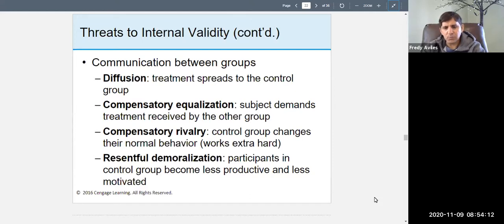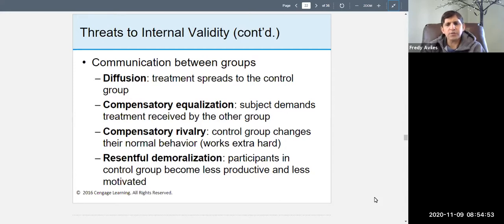Your control group, your placebo group, they find out that they're not getting anything, or that they're getting something that doesn't work, right? And they're not really losing weight. Because they find out that they get something that doesn't work, they might work extra hard. Maybe, like I said before, they eat healthier, or start exercising more to make up for the fact that they're not losing weight, because remember, the treatment group is losing weight because they're using a drug that actually helps them lose weight. That's compensatory rivalry, where the control group works extra hard, basically to compensate for the fact that they're not doing as well.